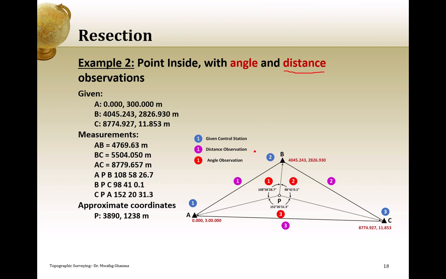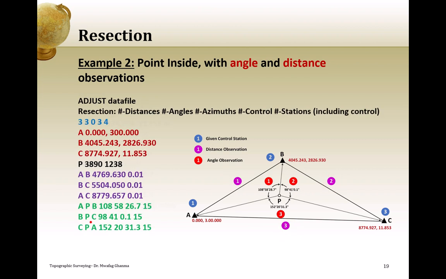So we'll go to the field and we'll be measuring two distances, one between A and B and another one between B and C. Actually, we measured the third distance, so 1, 2, and 3 distances. Now we want to have the measurements as 3 distances and the 3 angles. The control information is A, B and C for the 3 control points, and we have the approximate coordinates of the point P.